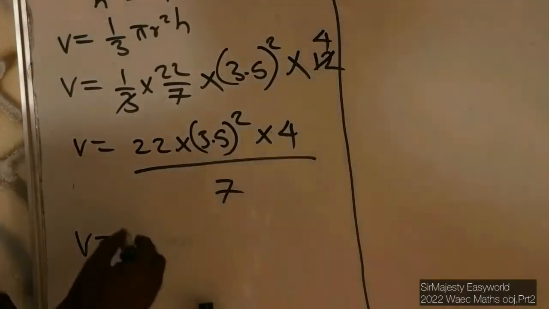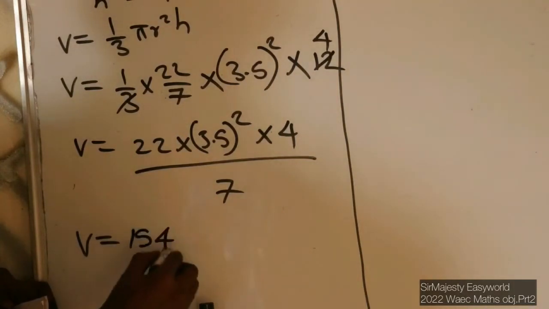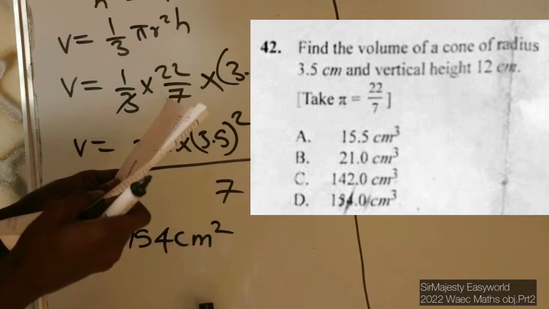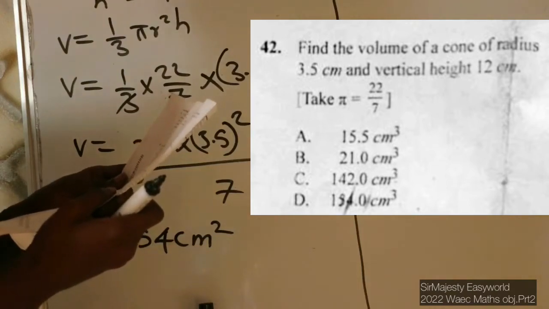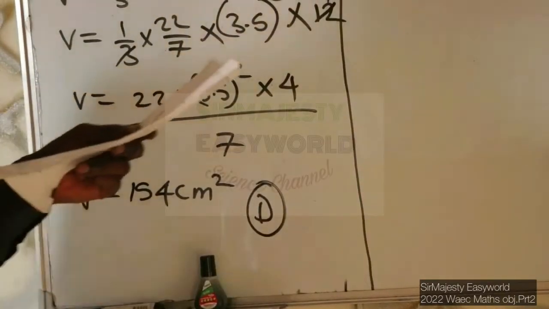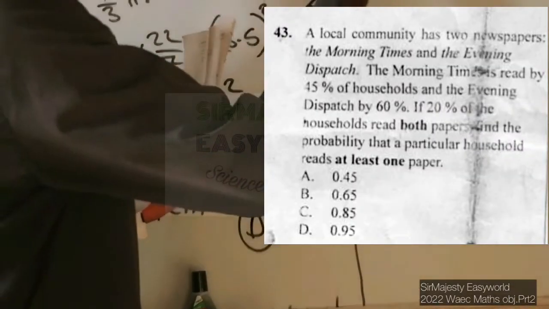Okay, so we have 154 centimeter square, which is option D. Now we move on to the next question, number 43.